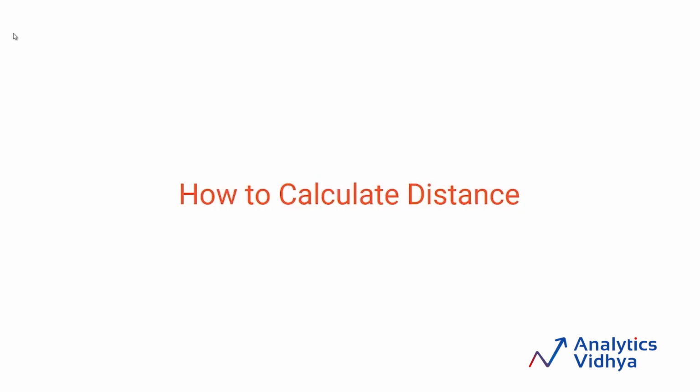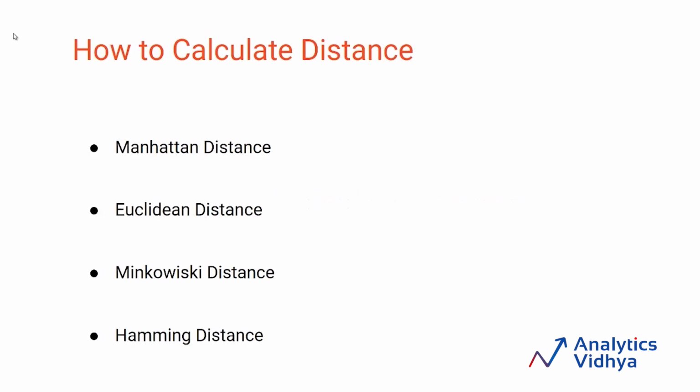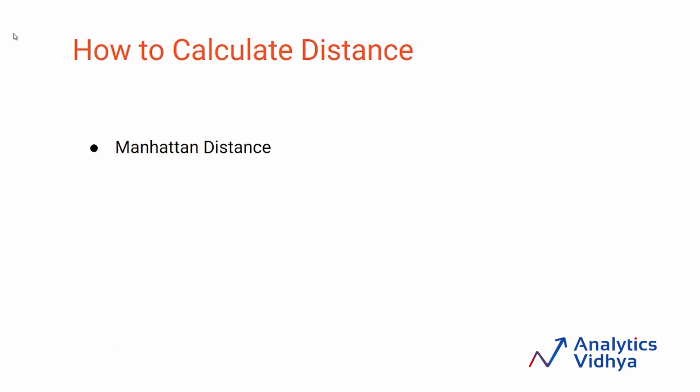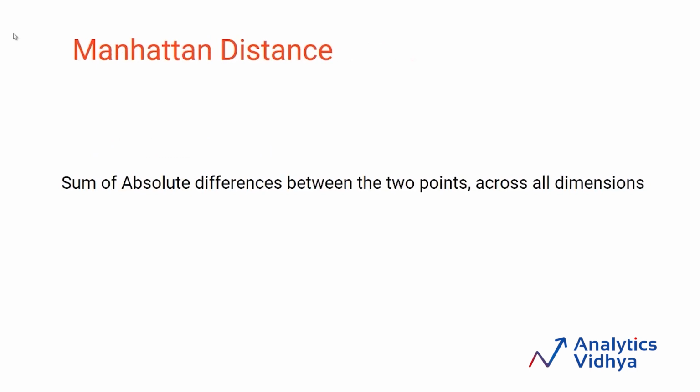Now once we have the value of k, how can we decide which points are the nearest? So to determine the nearest points, we calculate the distances between points. And in this video, we'll cover the following 4 distances. Let's start with the Manhattan distance. The Manhattan distance is the sum of absolute differences between 2 points across all dimensions. Sounds complicated? Let's break it down.